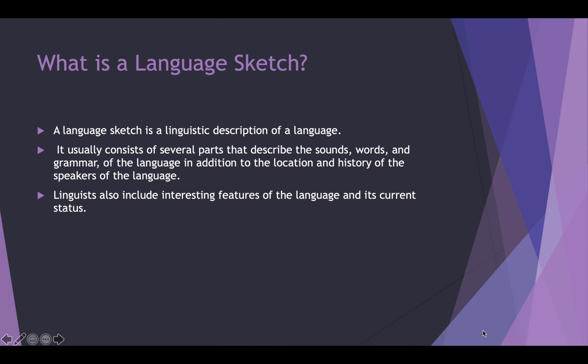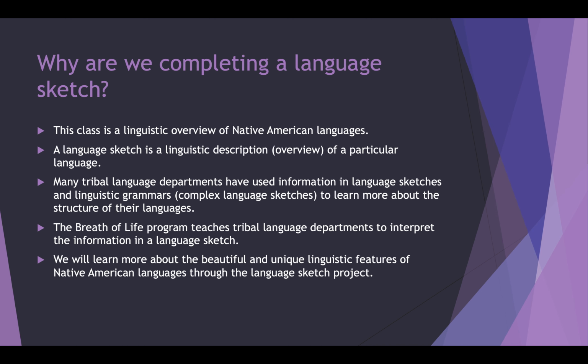So what is a language sketch? A language sketch is a linguistic description of a language. It is an overview of the main linguistic points of the language. It consists of several parts that describe the sounds, the words, the grammar, and the language, in addition to the location and history of the speakers of the language. Linguists also include interesting features of the language and its current status in a language sketch.